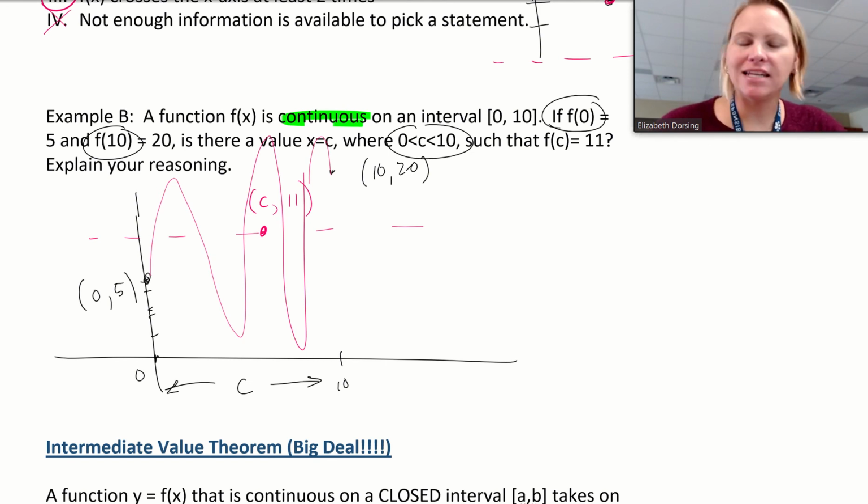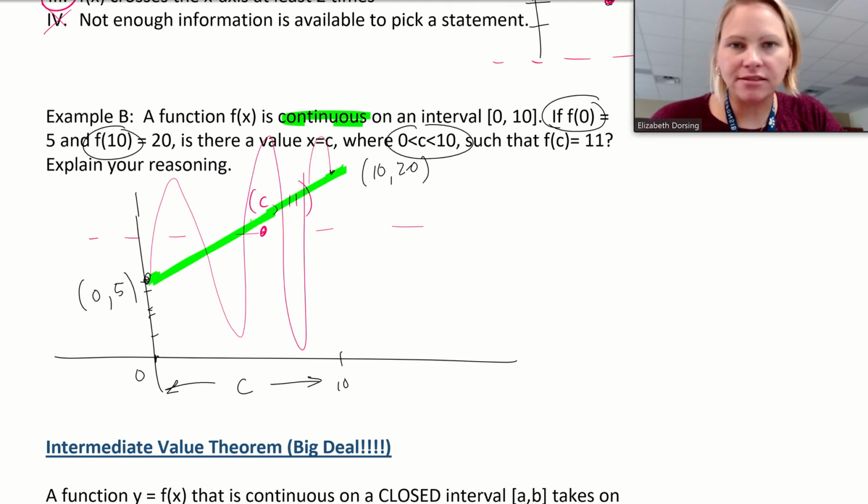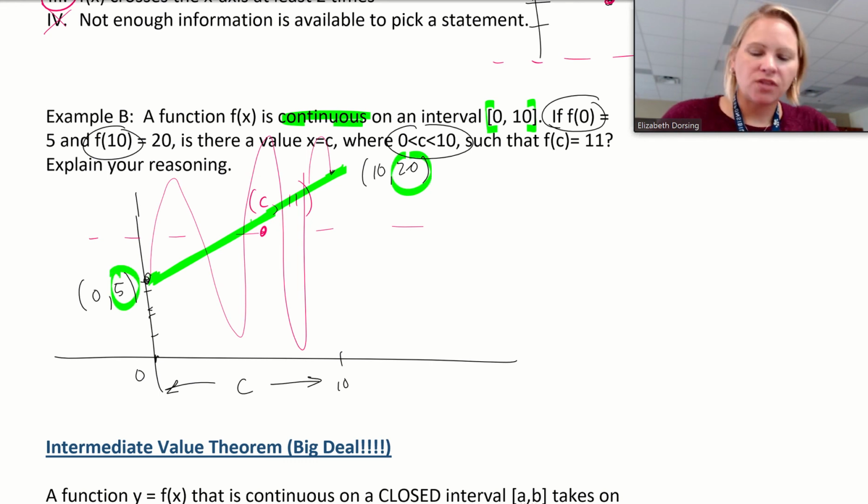I'm continuous and connected on an interval. That means there's no holes, no asymptotes, no jumps, no weird stuff. It's all continuous. Even if I just connected these 2 points with a straight line, I would hit 11. So if I have a continuous function on an interval, and notice the interval is closed, then I'm going to hit every single y value between the y values on that interval. As long as c stays between 0 and 10, I'm going to hit every y value between 5 and 20. And this really is that intermediate value theorem that I mentioned.